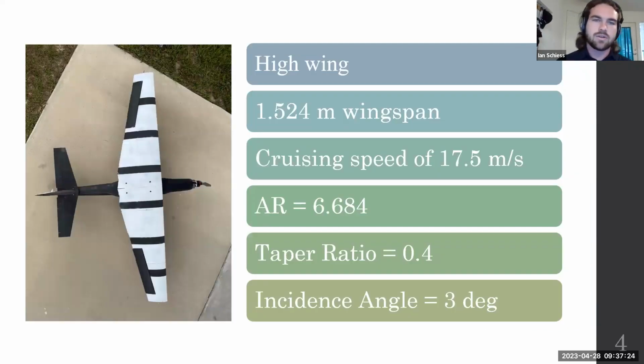The first 3 characteristics you see here are pre-selected. We first decided on a high wing because it offers more roll stability, which is better for an inexperienced pilot. We decided on a 5-foot wingspan, around 1.5 meters, because it's easier to see down the runway and also won't bring up manufacturing times too much. So it's a good middle ground. And we decided on a cruise speed of 17.5 meters per second. The other characteristics you see here, the aspect ratio, taper ratio, and incidence angle, were decided also through XFLR5 on a separate analysis, which we can get to now.